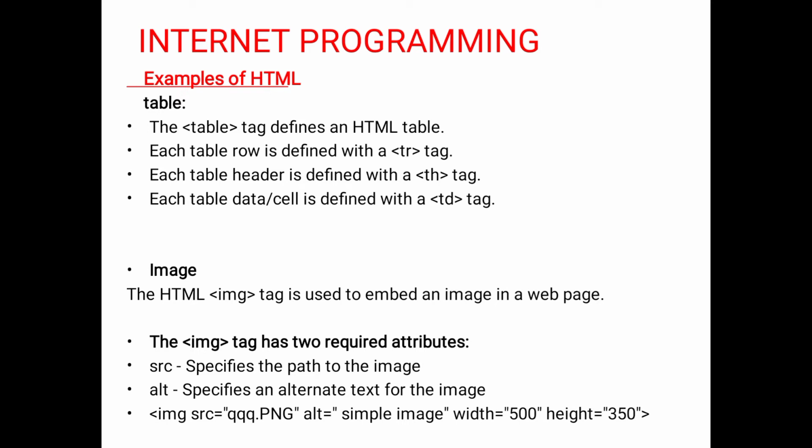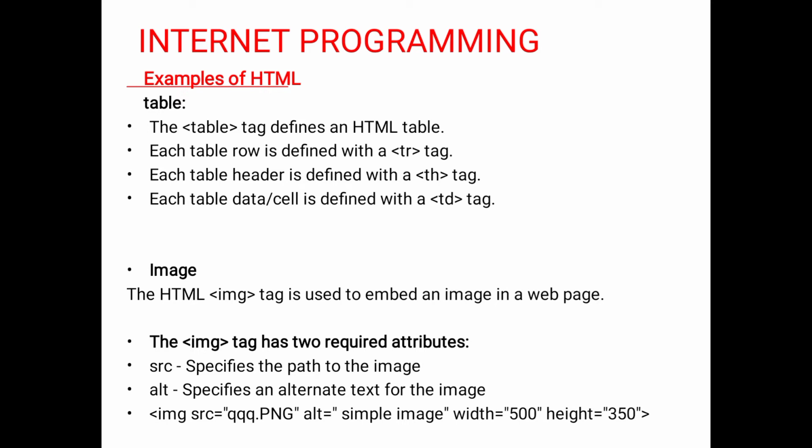And if you are displaying an image on the web page, we use the image tag, img tag, right, which is used to display the image on the web page. If you are using this image tag, we use two required attributes. The first one is src and the next one is alt. So src specifies the path to the image, right? Alt specifies an alternate text for the image, right?